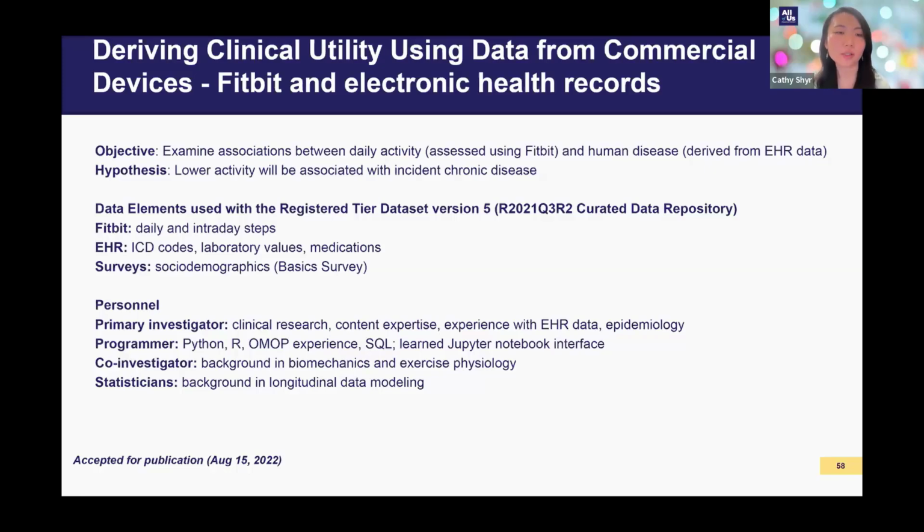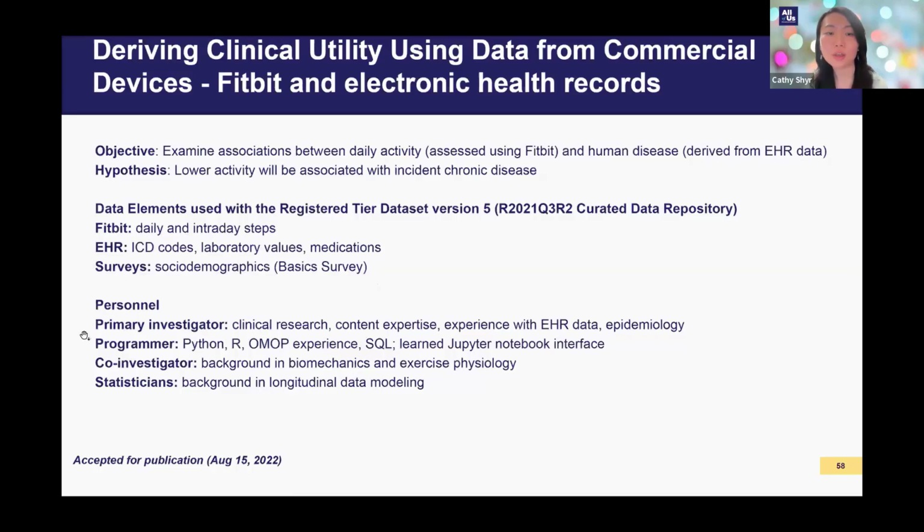Specifically for this study, they used data from the Registered Tier version 5, and they used three sources of data types. The first is Fitbit, looking at daily and intraday steps. The second is the participants' electronic health records, specifically their conditions from their ICD codes, their laboratory values, and their medications. And last but not least, they used surveys, specifically sociodemographics from the basic survey.